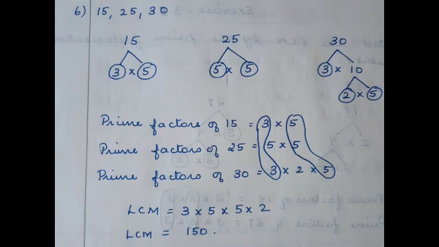Take them down and write them. And then what are the factors that are not common? Take those also and write them. So the LCM will be 3 into 5 into 5 into 2. So the product will be 150.